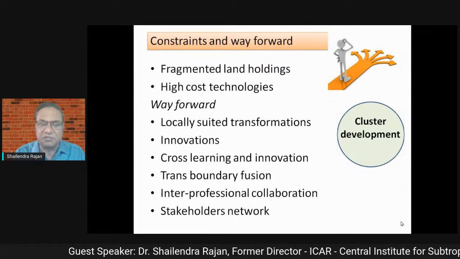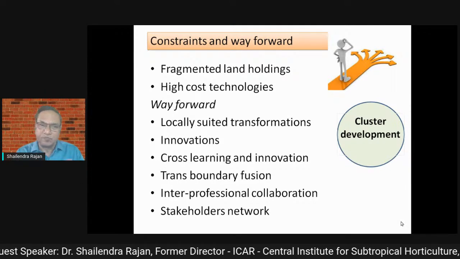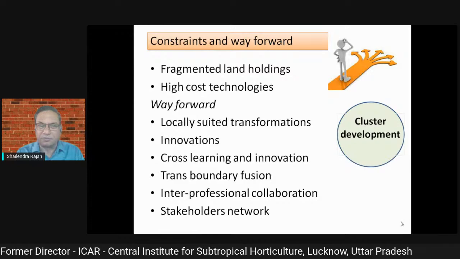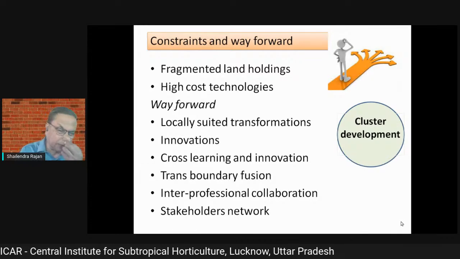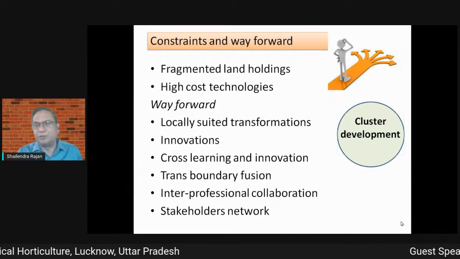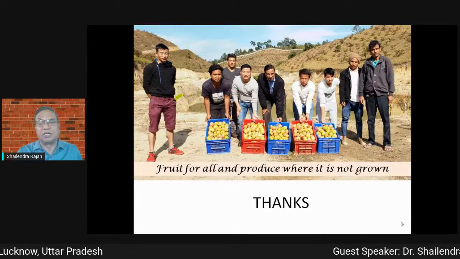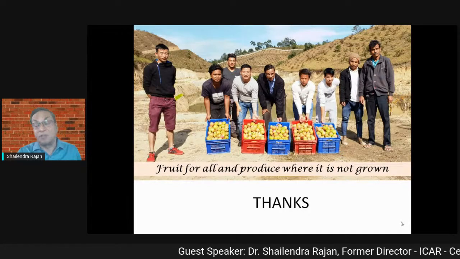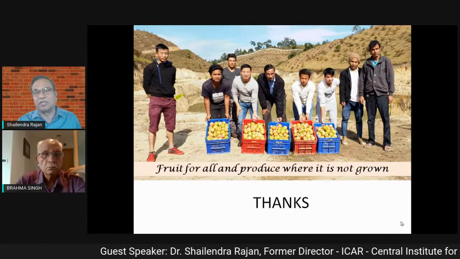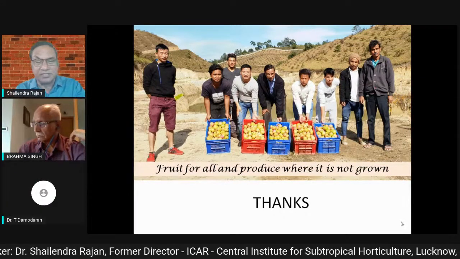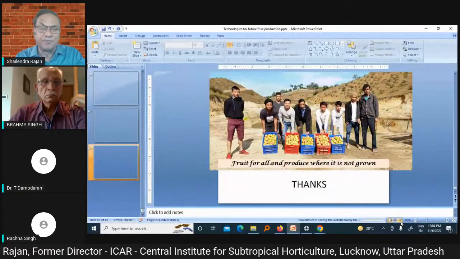Although many of the technologies are easier to use for vegetables and other crops, for fruit crops also, the modifications in the technologies and more transformation will definitely give a newer pathway. So I end with the fruit fall and produce where it is not grown. That will become important. This is the production technology which will take the technology to other places. Thank you very much.